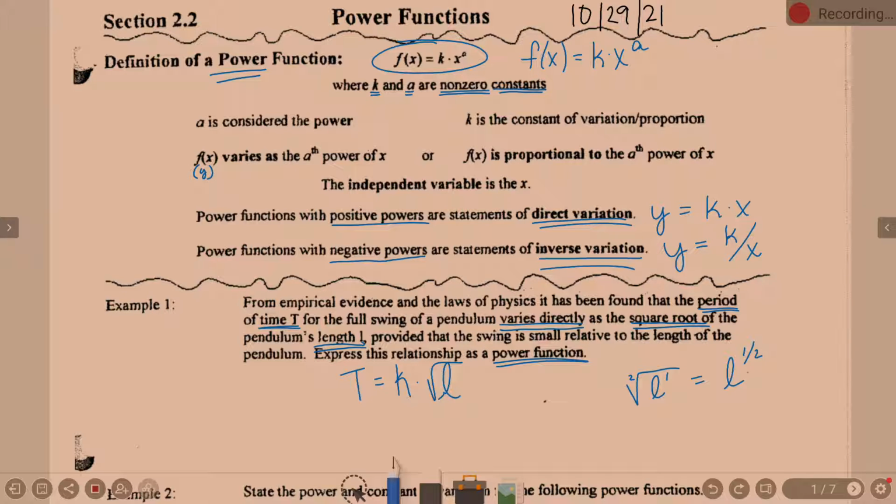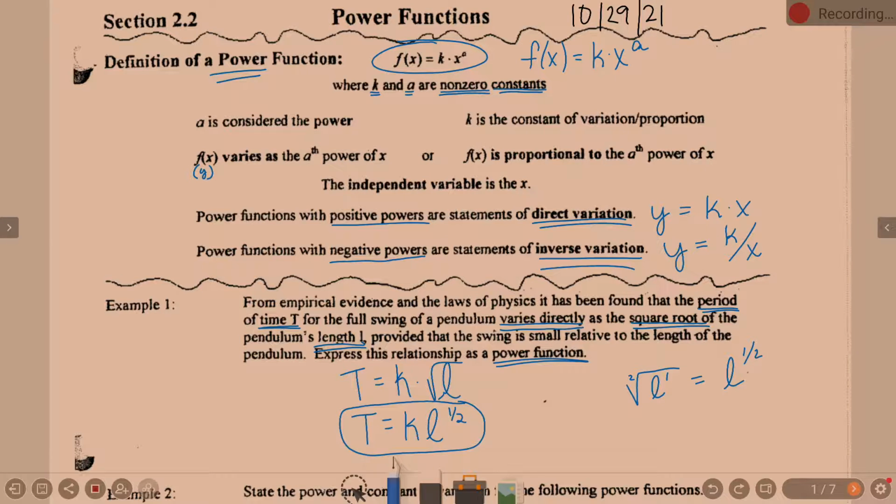So, a little bit better way to write this if we want this as a power function is t equals k times L to the 1/2 is what I would suggest there. And again, that's because they specifically said power function. Power function is k times x to some variable. Questions there? Okay.